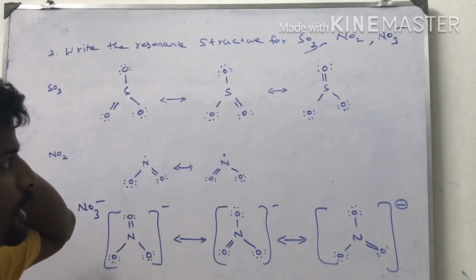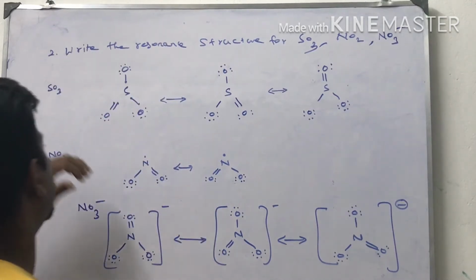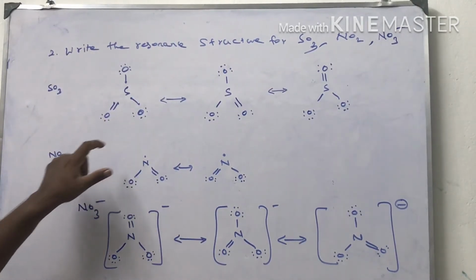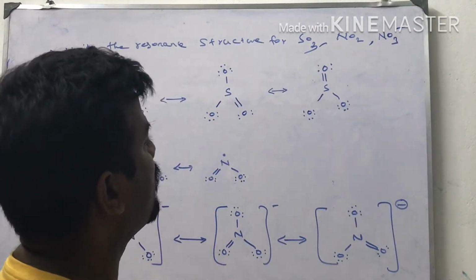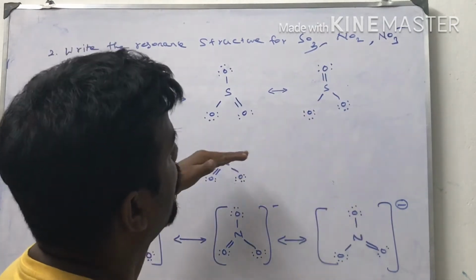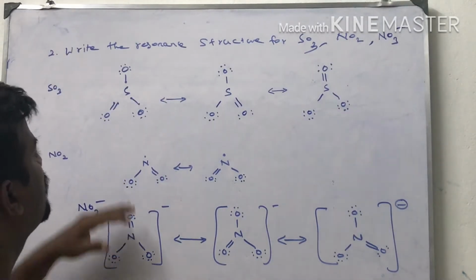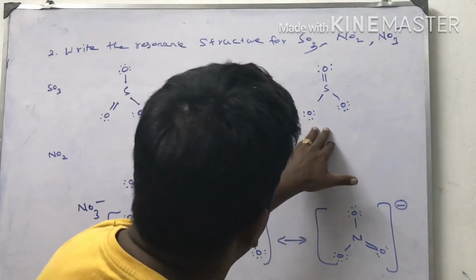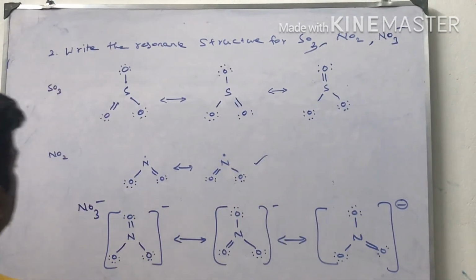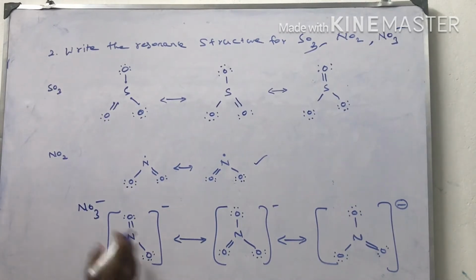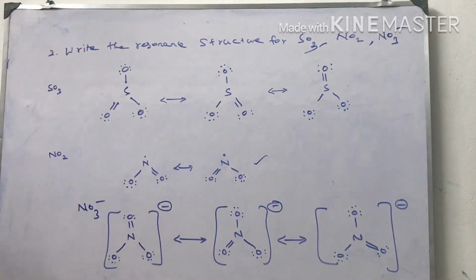Write the resonance structure for sulfur trioxide, nitrogen dioxide and nitrate ion NO3 minus. So SO3, the structure is like this, and the next structure is the canonical form. There is no true structure for them. So these structures together give one structure, that is the real structure. This one is the resonance of this one. Next NO2, nitrogen dioxide, like this. This is the correct resonance structure for NO2. For NO3 minus, the square bracket is used to show the negative charge. Okay, this is the answer for this question.